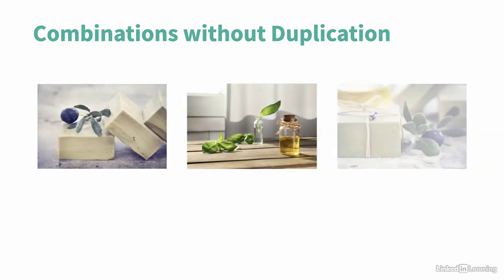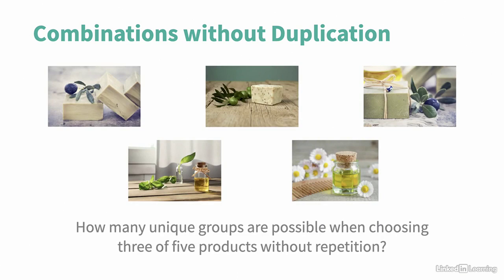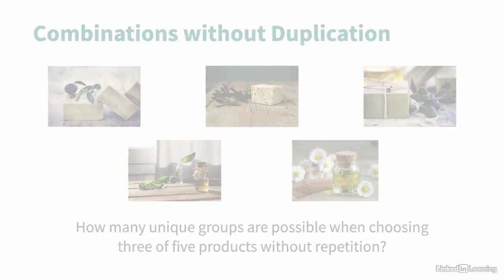And once again, combinations must occur without duplication. However, in contrast to permutations, order doesn't matter. A gift basket with these 3 items would be the same as a gift basket with the same items, even if they were put into the basket in a different order. So our goal is to calculate how many unique groups are possible when choosing 3 of 5 products without allowing repetition. To demonstrate, I will switch over to Excel.